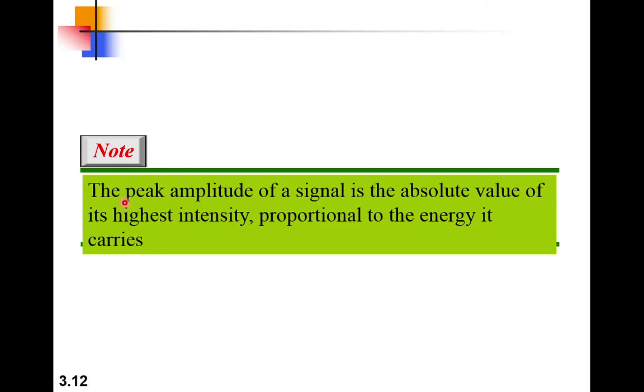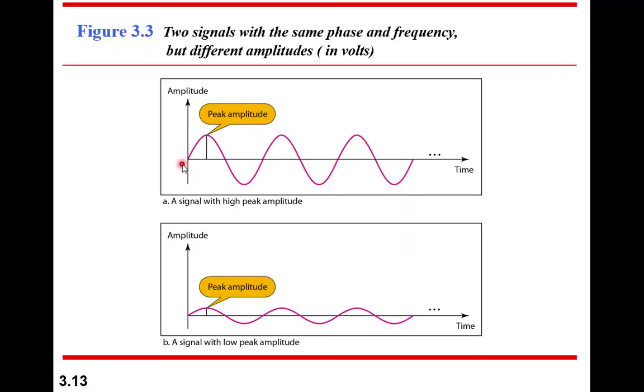The peak amplitude of a signal is the absolute value of its highest intensity, and it is proportional to the energy it carries. For example, you can see that in this signal, the highest amplitude is this. The y-axis represents amplitude, and the x-axis represents time. So this is the highest amplitude. This is called the amplitude.